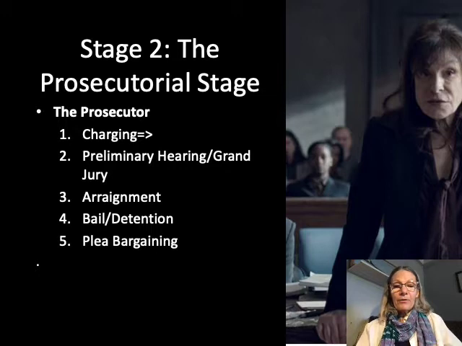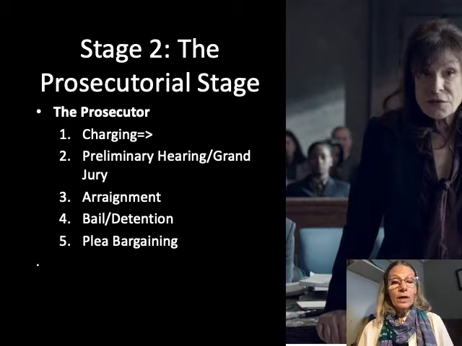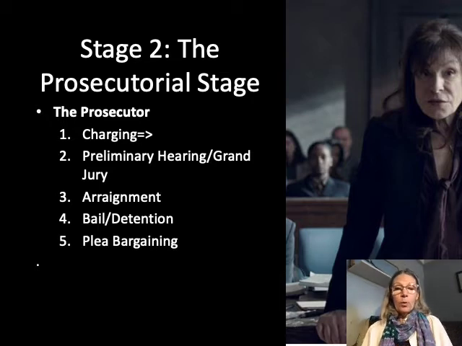But when thinking about the order of the steps, the prosecutor wants to charge, but the preliminary hearing or the grand jury just basically okays those charges. It's a check on the power of the prosecutor. Once an individual is charged and that charge has the approval of a judge or a jury, then the individual is brought into court in this thing called an arraignment.